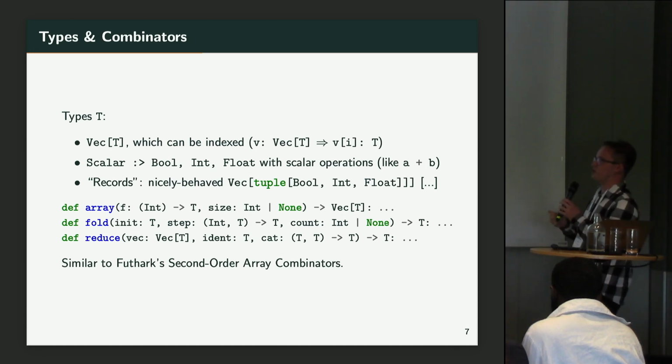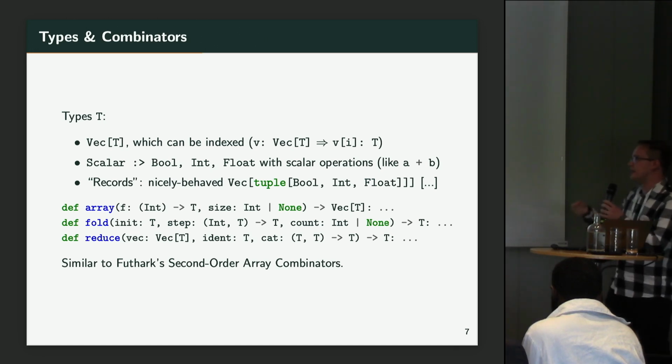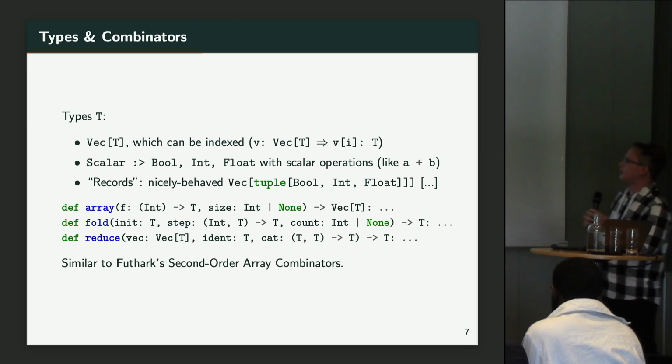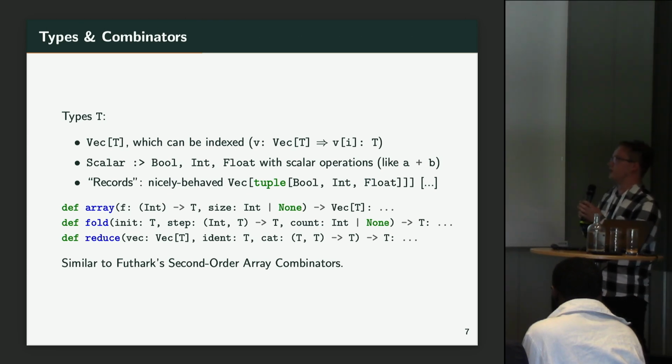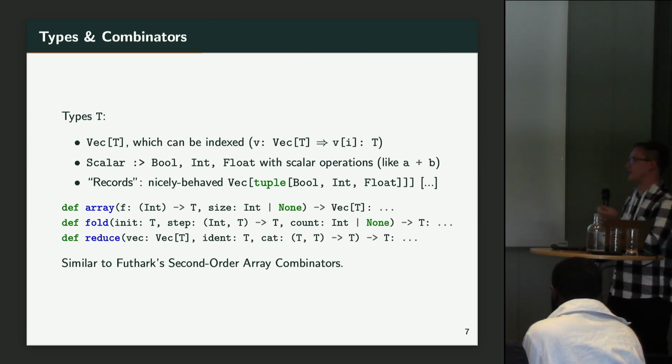This is just the array comprehension. Given a function which, given an index, gives you a value, you can get a vector of that value. The trick going on here is that if you don't provide the size, what Ein does for you is infer the size, so that keeps things simpler.